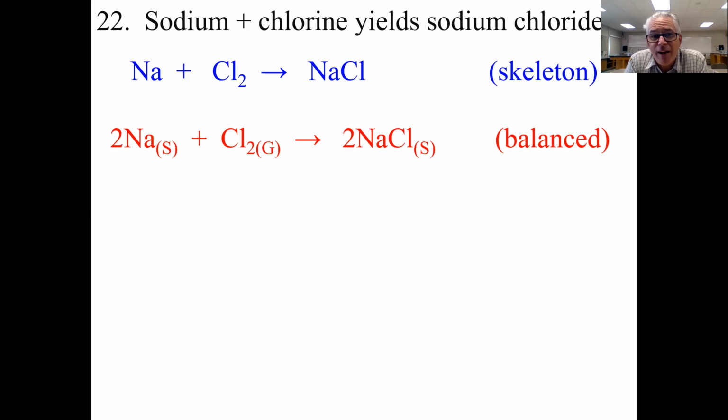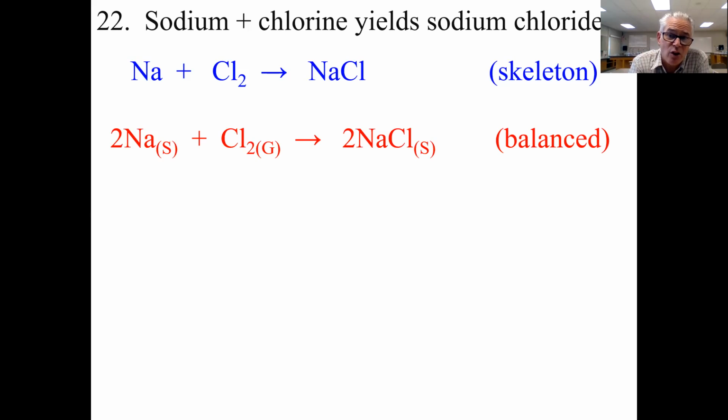Let me see how do I do this correctly to explain it. In person is a little easier, doing this in slides. Since there's two chlorines in the reactant, I had to put that 2 in the front of NaCl. But if I do that, I have two sodiums. I need to have two sodiums in the reactant as well.